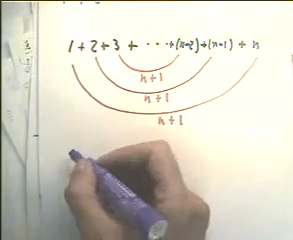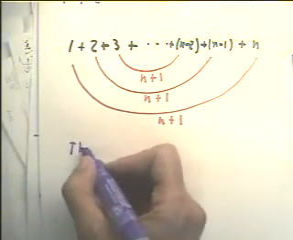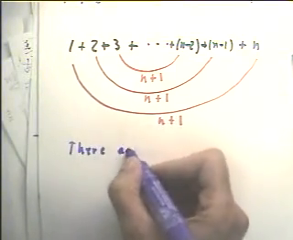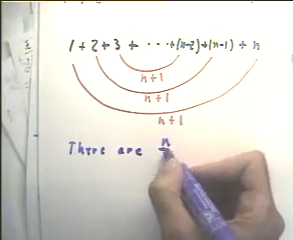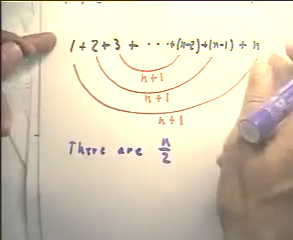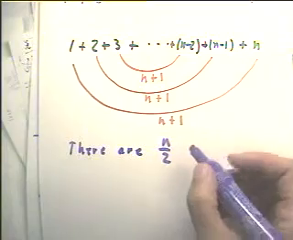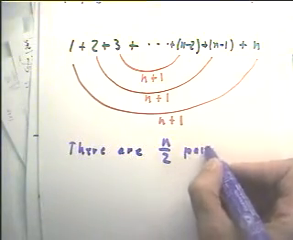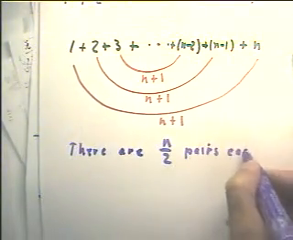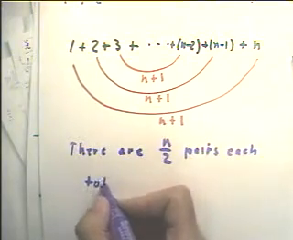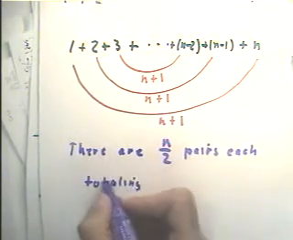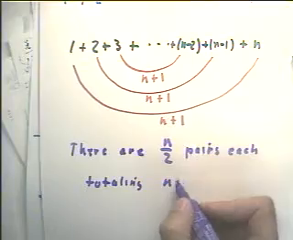But the number of pairs is n divided by 2. You got n numbers, you're pairing them up, you're going to have n over 2 pairs. Each totaling n plus 1.